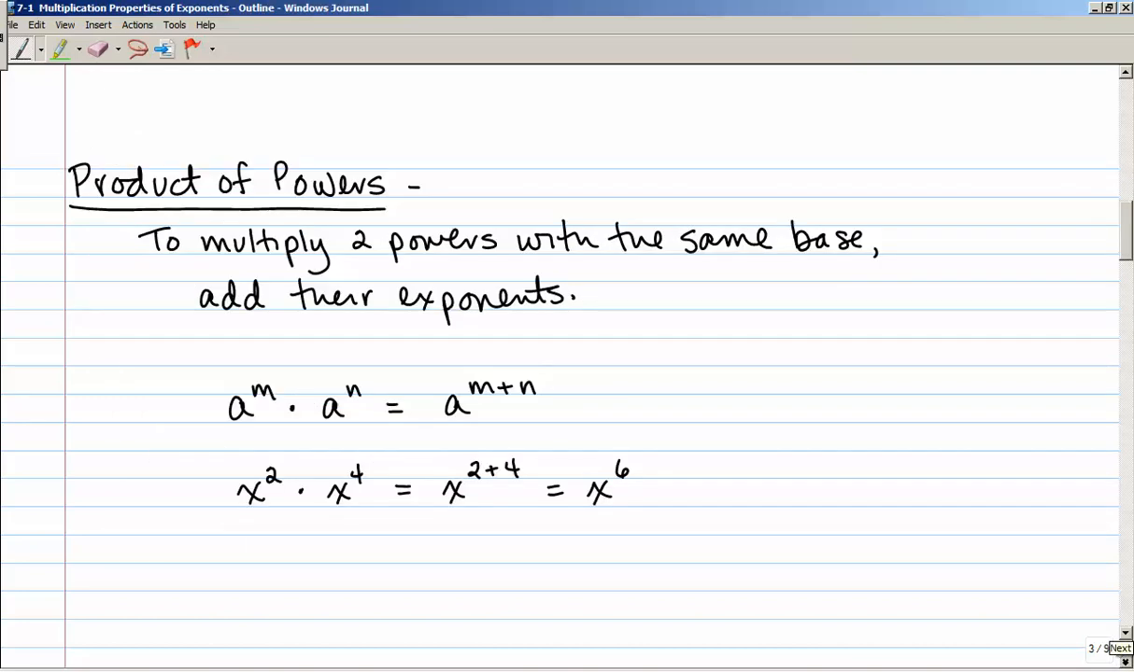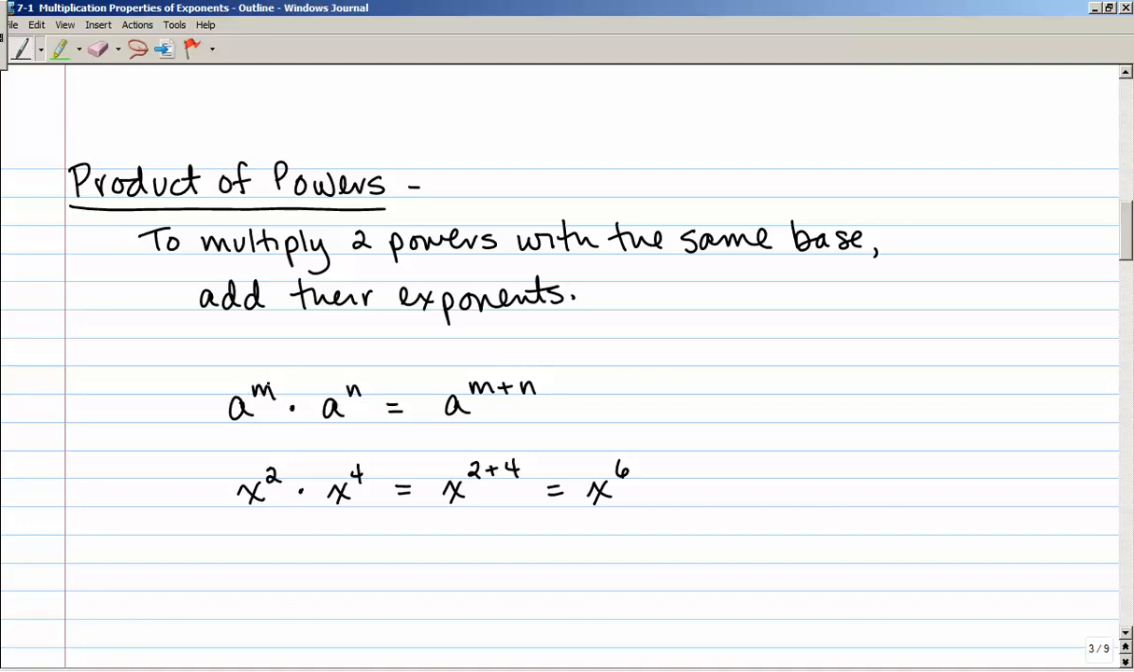Okay, several properties here that we're going to go through. First one is called the product of powers. And by a power we mean a base with an exponent, raised to a particular power. So to multiply two powers that have the same base, add their exponents. In this case, a is the base. I like to call it the big number on the bottom. That makes it the base. And it's a to the m. A raised to the power of m is a power because it's a base with an exponent.